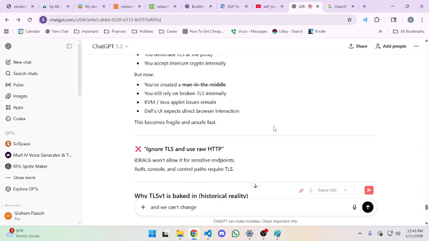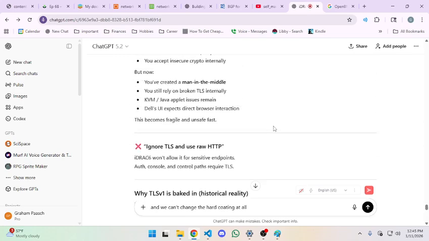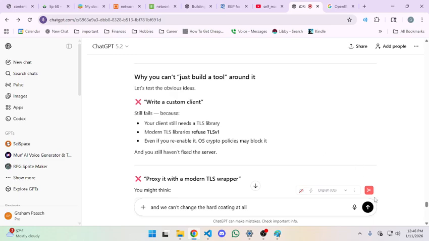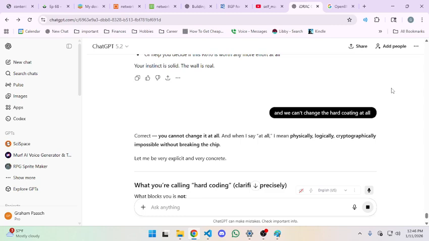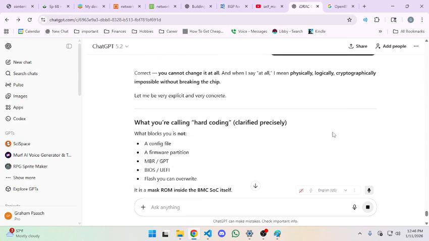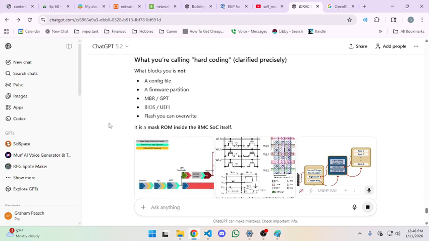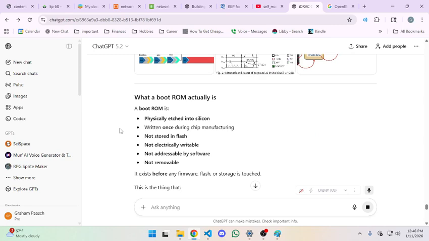And we can't change the hard coding at all? Yeah, without breaking the chip. It's not a config file. It is a mask ROM. ROM stands for read-only memory. So it's baked into the memory. Boot ROM, physically etched. Okay.